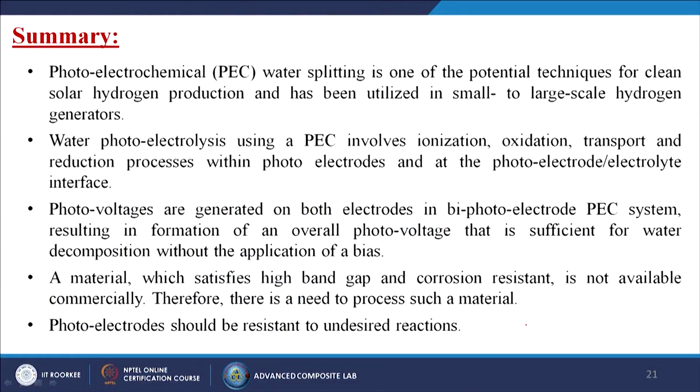Now, we have come to the last slide of this particular lecture. So, in summary, we can say that photo-electrochemical water splitting is one of the potential techniques for clean solar hydrogen production and has been utilized in small to large scale hydrogen generators. Second, water photoelectrolysis using a PEC involves ionization, oxidation, transport and reduction processes within photoelectrodes and at the photoelectrode electrolyte interfaces. Photovoltages are generated on both electrodes in a bi-photoelectrode PEC system, resulting in formation of an overall photovoltage that is sufficient for water decomposition without the application of a bias.